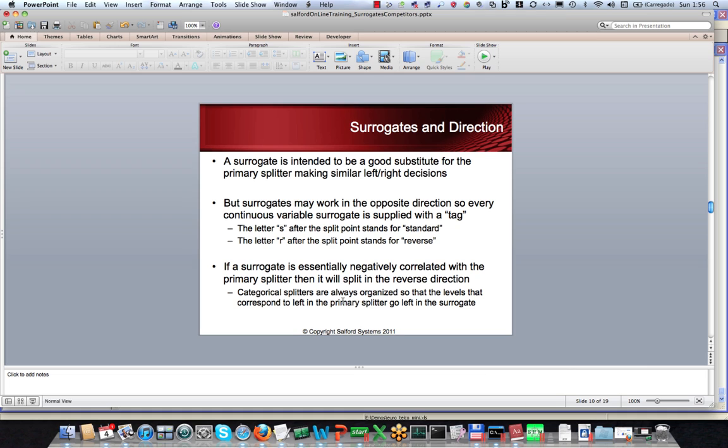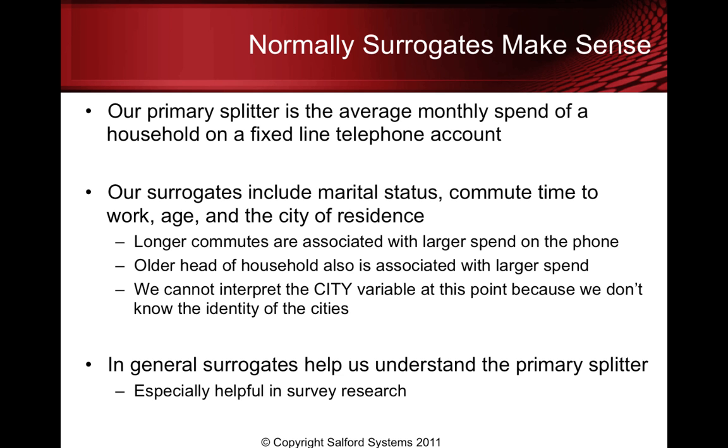Categorical splitters are always organized in a way so that the cases that go to the left are selected, that is, the levels of the categorical variable are selected to match that of the primary splitter. Now, the beauty of surrogates is that they mostly make sense.